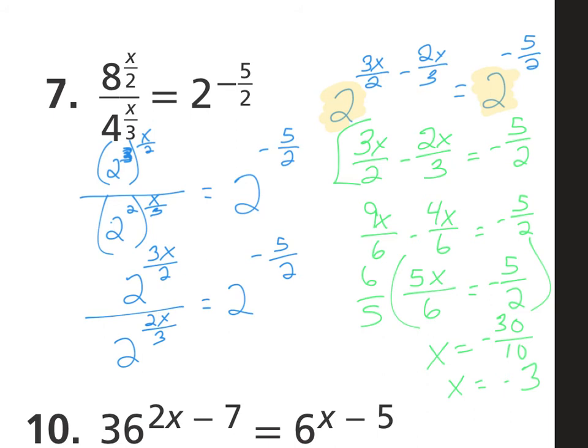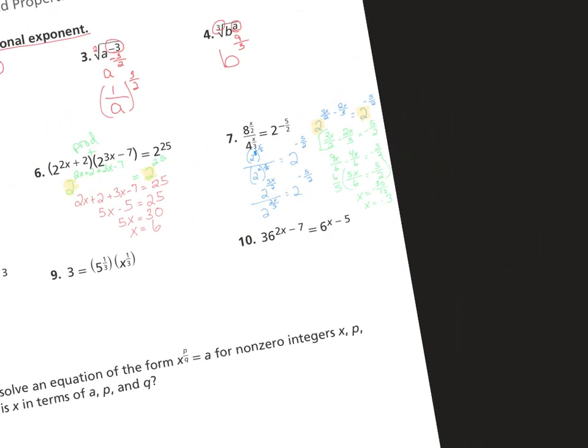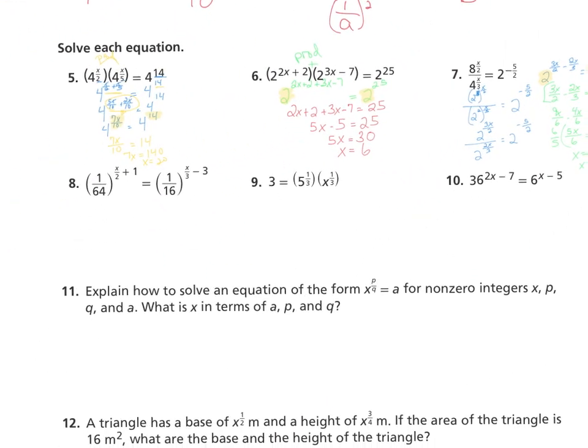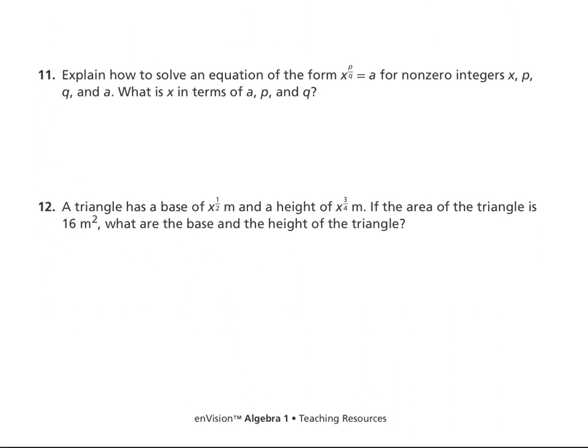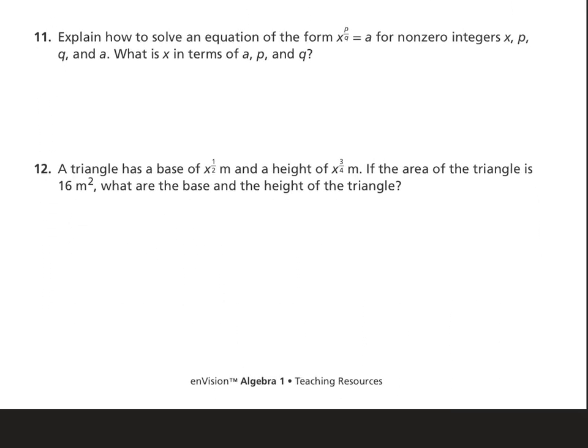So that was lots of steps, but wasn't lots of difficulty. Let's look at one that's a little bit more difficult now. You come down here to this word problem. A triangle has a base of x to the 1/2 power meters and a height of x to the 3/4 meters. If the area of the triangle is 16 meters squared, what are the base and height of the triangle?